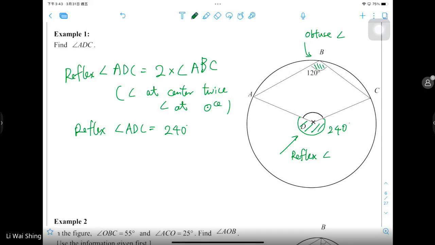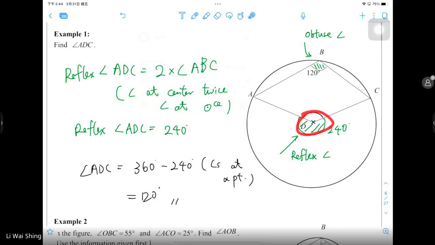And then what reason are you going to use in order to find angle ADC? Angles at a point, very good. 360 degree of a circle minus 240. Angles at a point equals to 120 degree. Ta-da! Finished. Okay, for Lola, you don't need to write down the reason, just catch up with the calculation. That's enough for you. Okay? The whole circle is 360, so the remaining part is 360 minus 240.